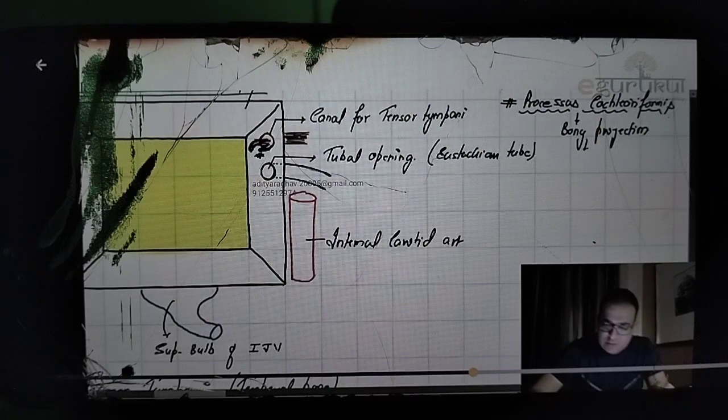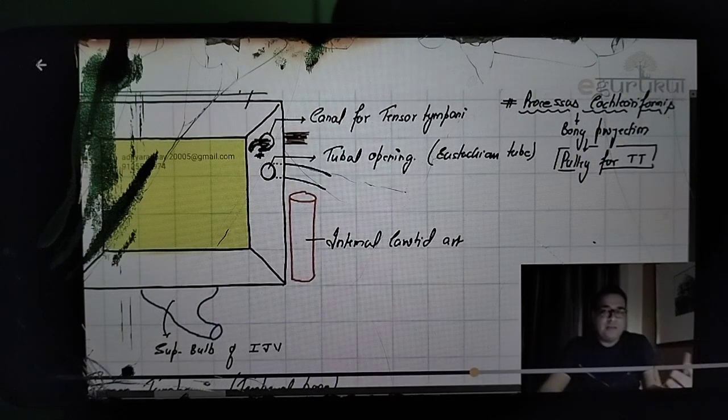And the function of this bony projection is that it acts as a pulley. It acts as a pulley for tensor tympani. Look, the tensor tympani muscle needs to work on what? The tympanic membrane. That's why the name is tensor tympani.